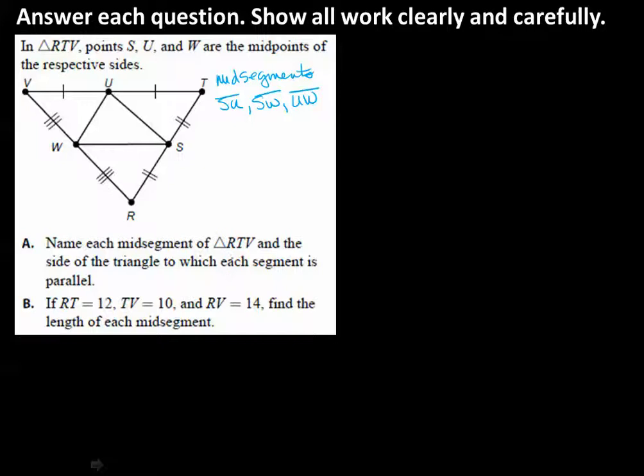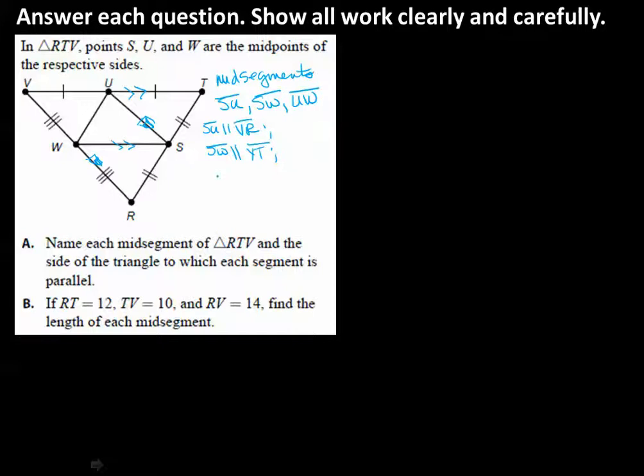Okay, so I named the mid-segments and the side that it goes with. So what they're saying is that SU is going to be parallel to VR. SW is going to be parallel, here's SW, those are 2 arrows. It's going to be parallel to YT.